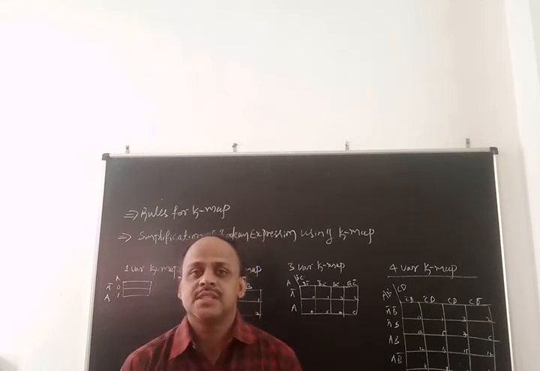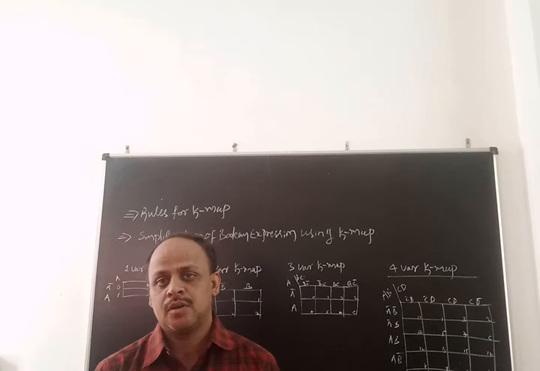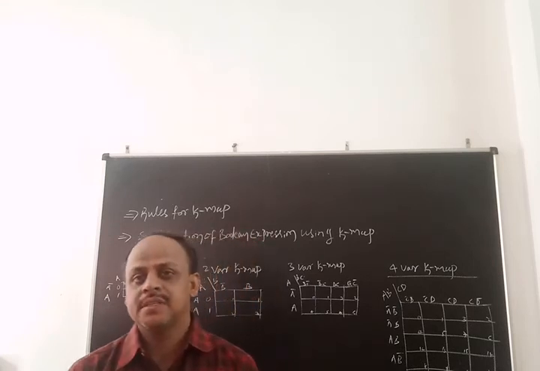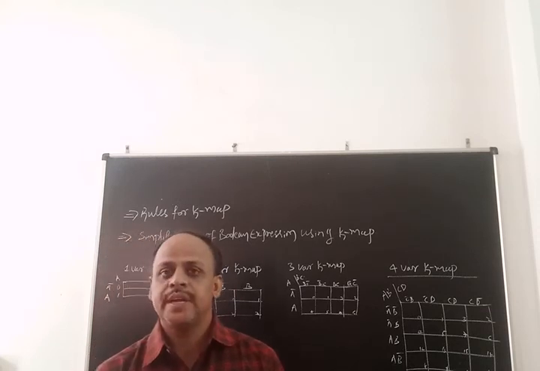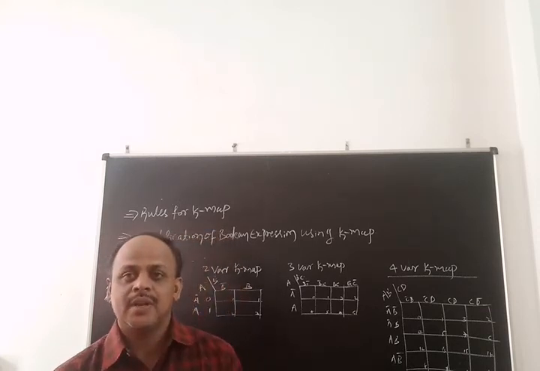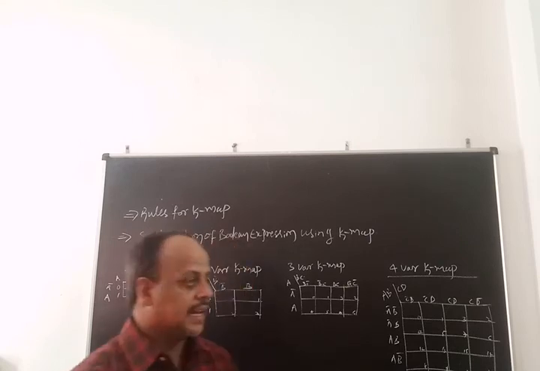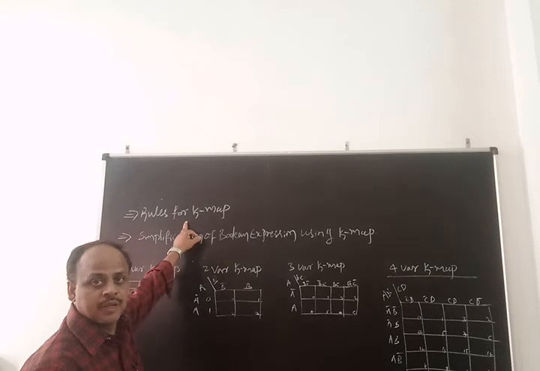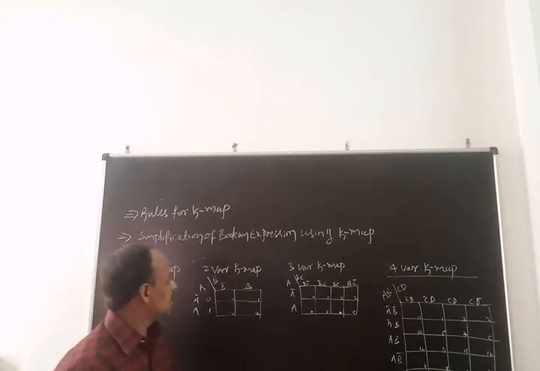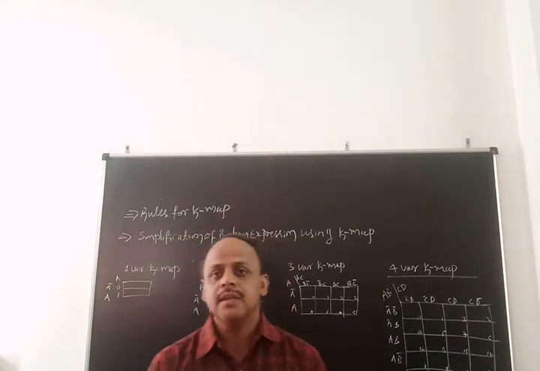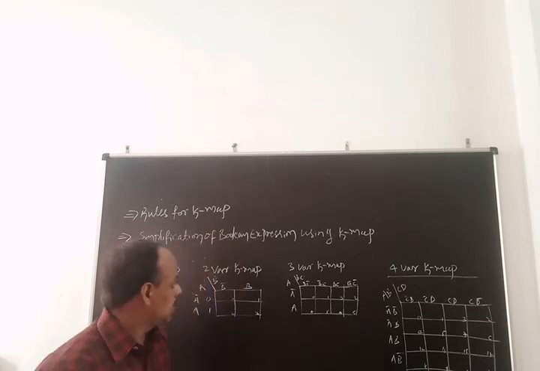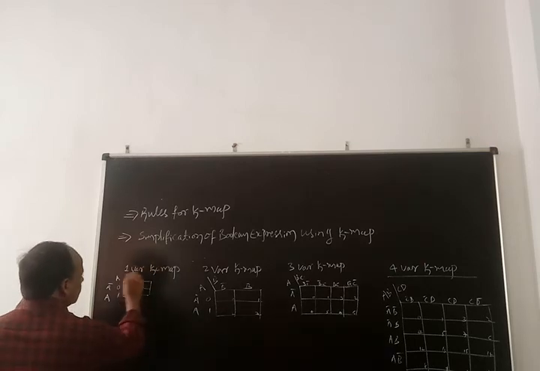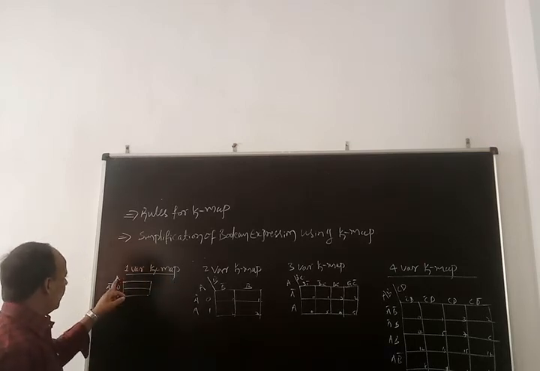In the last class, we discussed what a K-map or Karnaugh map is and how to draw K-map tables for 1 variable, 2 variable, 3 variable, as well as 4 variable. So in this class, we are going to discuss rules for K-map as well as simplification of a Boolean expression using K-map.